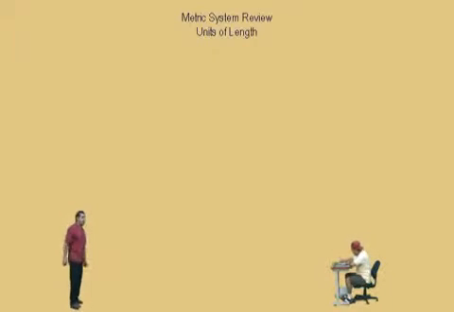Okay, we're going to do a metric system review. We're going to begin with units of length. Well, got your meter stick, Charlie? Yep. Okay, you're going to be helping us out with this.